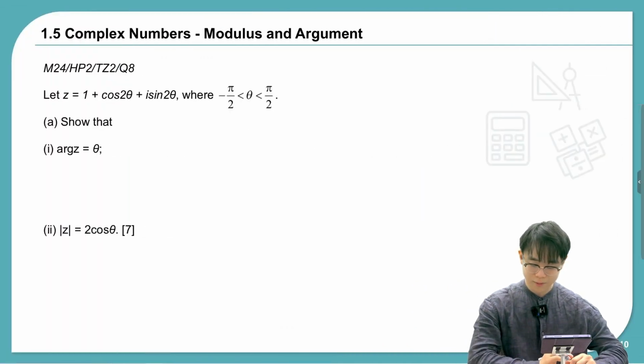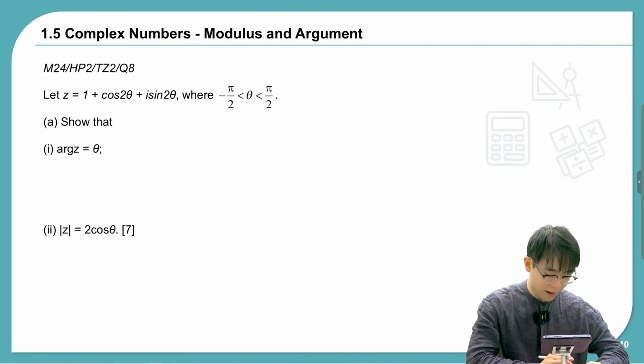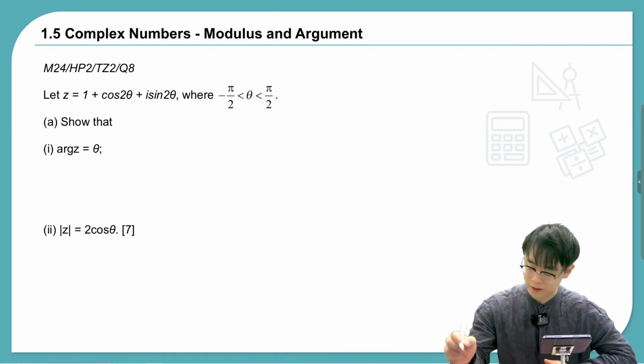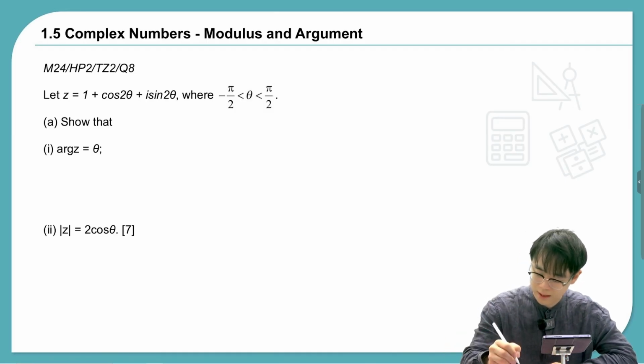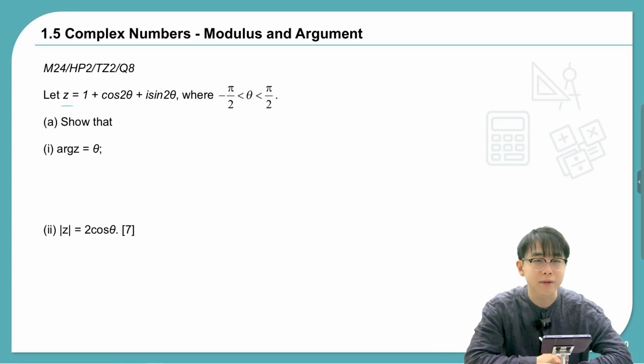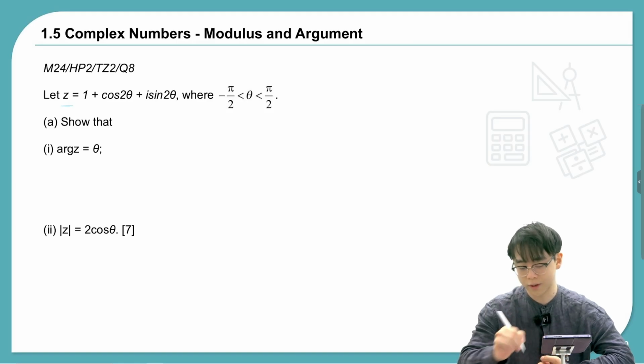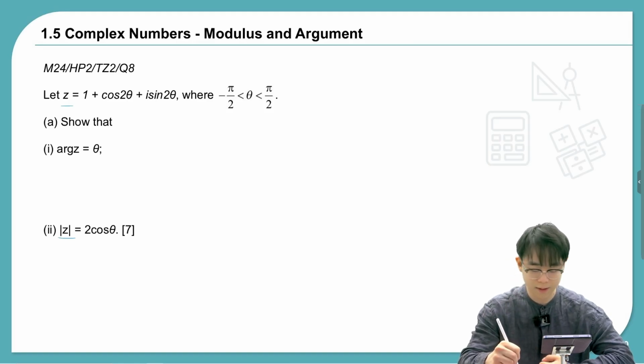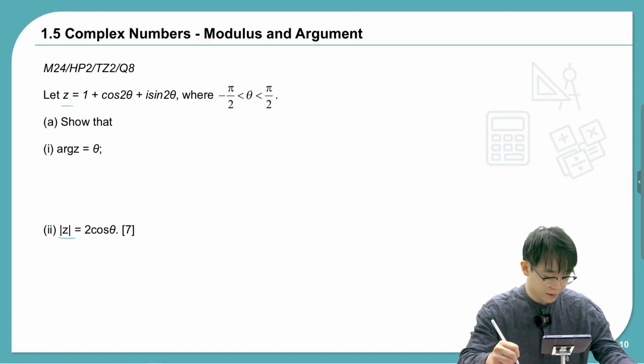Okay, now let's move on to number 8. We have complex numbers and de Moivre's theorem. So first, we have this complex number z as 1 plus cosine 2 theta plus i sine 2 theta. And we want to show that the argument of z is going to be theta. And we also want to find the modulus of z. That has to equal basically 2 times cosine theta. Okay. So let's start with A first.